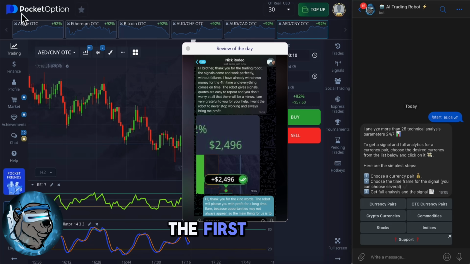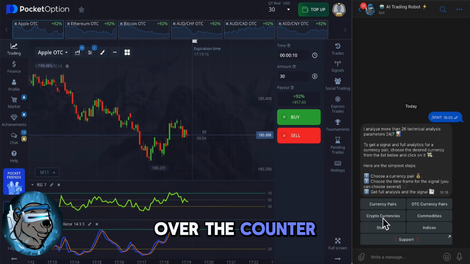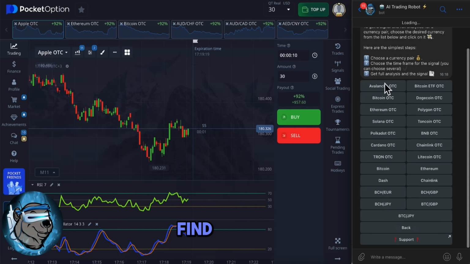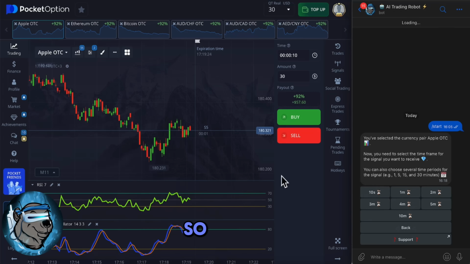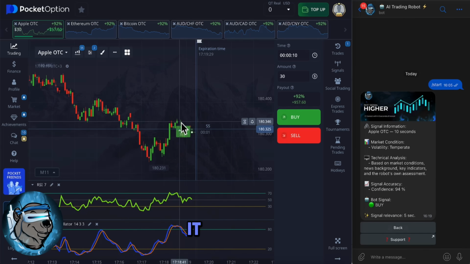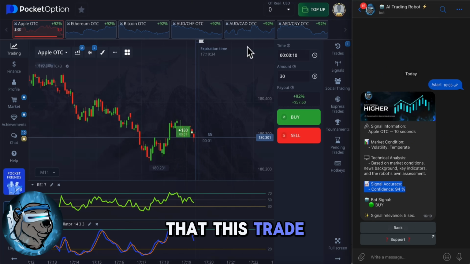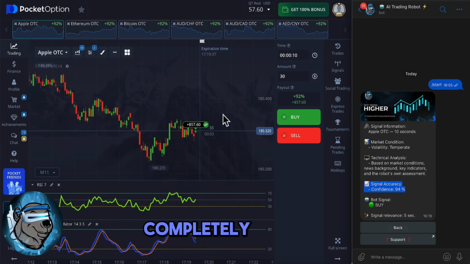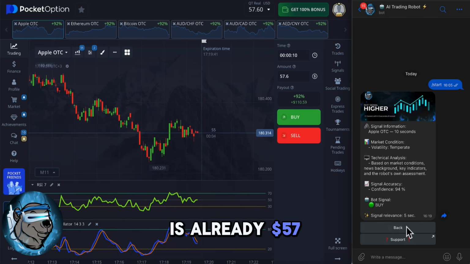I'll start with the first asset. These will be Apple shares over the counter market. So now let's find Apple. 10 seconds. The trading robot tells me to buy. So I opened a trade based on the artificial intelligence analysis. It tells me that there's a 94% probability that this trade will go up. I trust it completely and get my first profit. Now my balance is already $57.